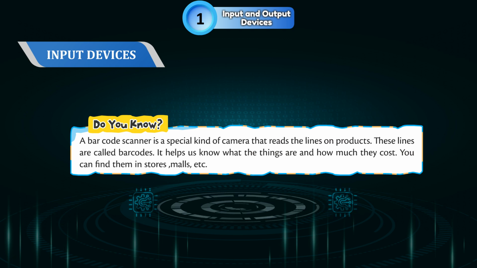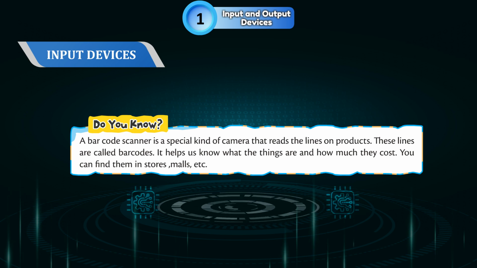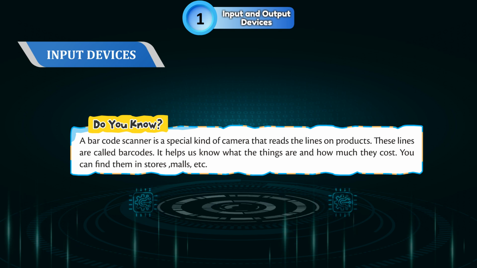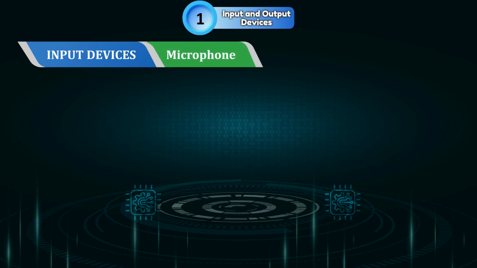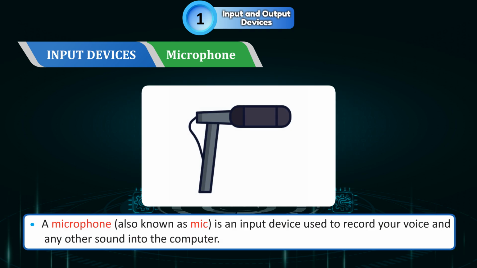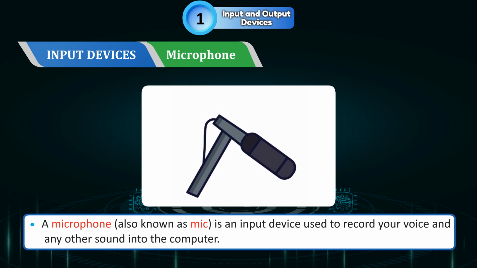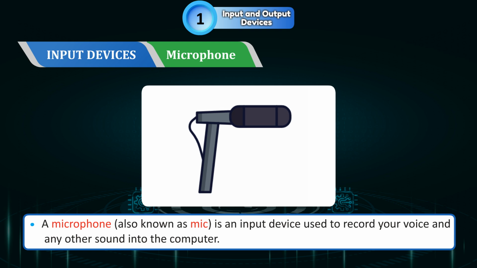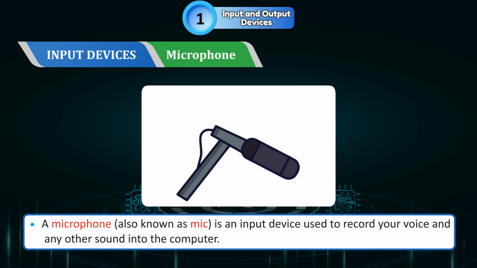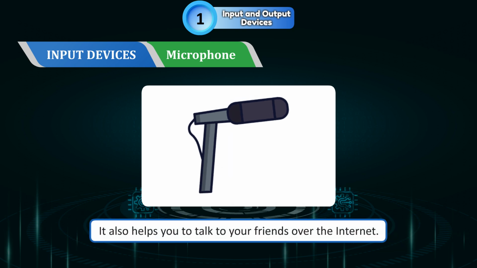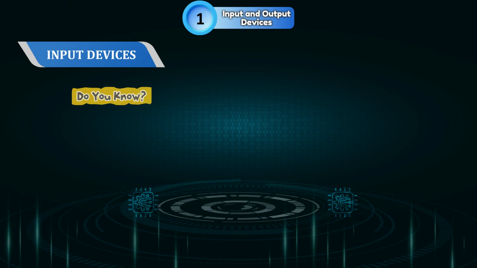Do you know? A barcode scanner is a special kind of camera that reads the lines on products. These lines are called barcodes. It helps us know what the things are and how much they cost. You can find them in stores, malls, etc. Microphone. A microphone, also known as a mic, is an input device used to record your voice and any other sound into the computer. It also helps you to talk to your friends over the internet.